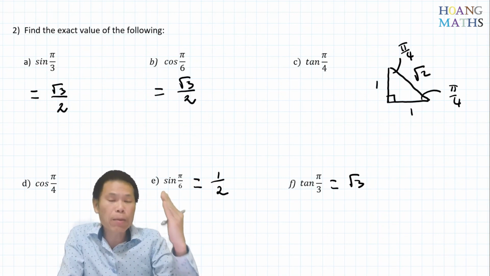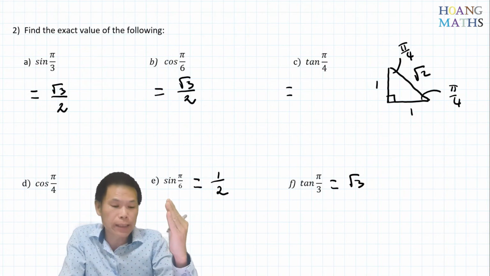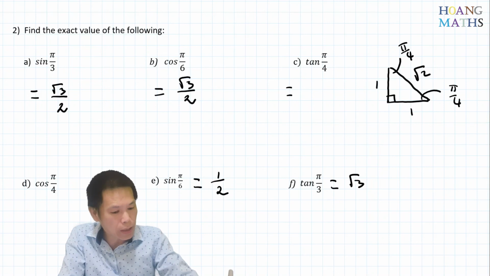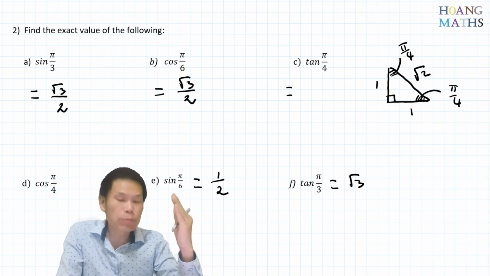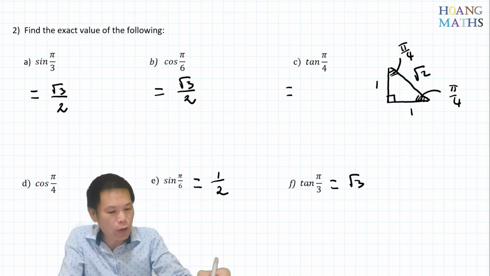Now tan of pi over 4, part C, is opposite over adjacent. It doesn't matter which angle you look at for pi over 4, because both are the same. So opposite over adjacent is 1 over 1.